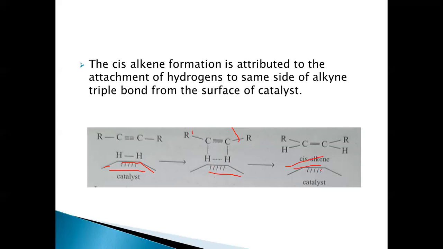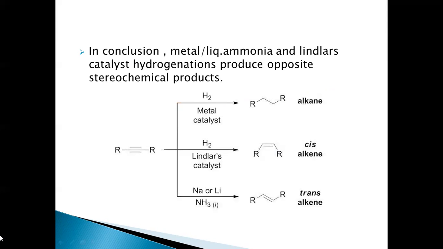The cis alkene is the product seen here because of the attachment of the hydrogens to the same side of the alkyne triple bond from the surface of the catalyst. Because the hydrogen is absorbed on the catalyst, the addition of hydrogen takes place on the same side of the alkyne. So the cis alkene is produced here. So the stereochemistry when we are using Lindlar's catalyst is syn addition.